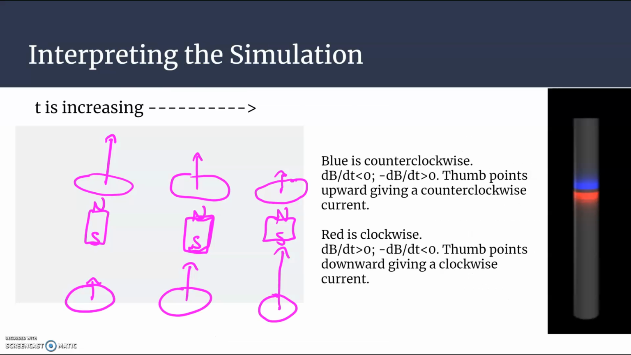So in the simulation, the magnet was dropped with the north pole facing upward. In this crude drawing on the left, we showed the magnetic dipole moment, or magnetic field, through the loop as t increased. For loops above it, the blue ones shown in the computational model on the right, the magnetic field dB/dt is less than 0. Using the right-hand rule, Lenz's law and Faraday's law, the thumb points upward, giving a counterclockwise current, which is what the blue current is, and red is simply the opposite, with a clockwise current.